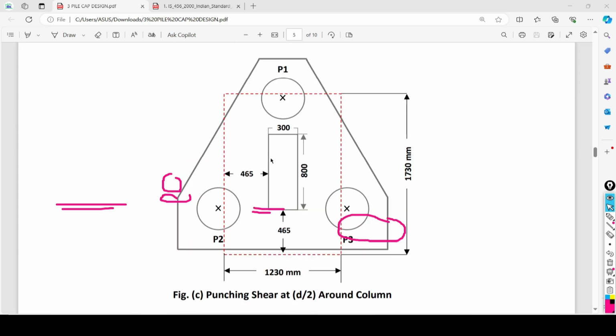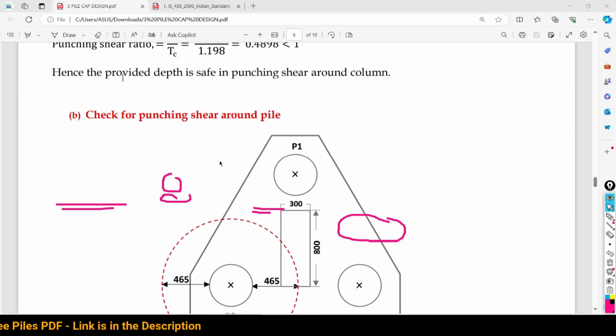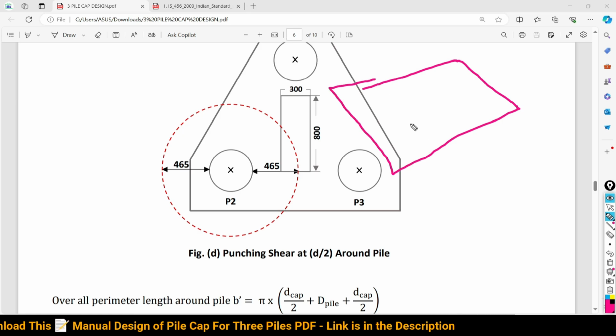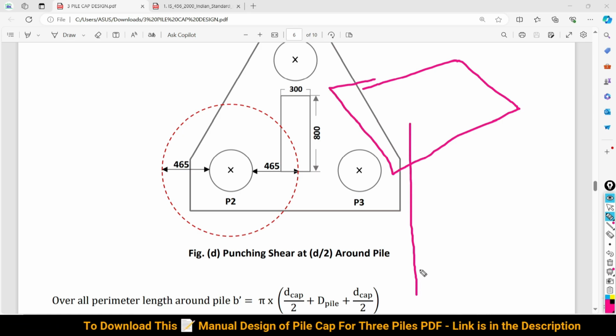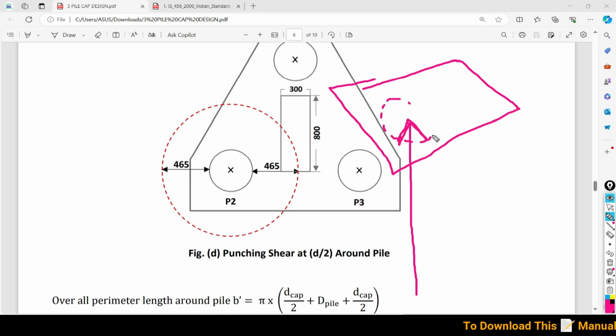So we have done this check around the column. Now the same check we have to perform around the pile also, because the pile is also carrying the reaction. Suppose this is my cap, so under that there is the presence of the pile. So the pile is actually carrying the reaction. So due to this shear value, there may be a possibility of cracking around your pile.